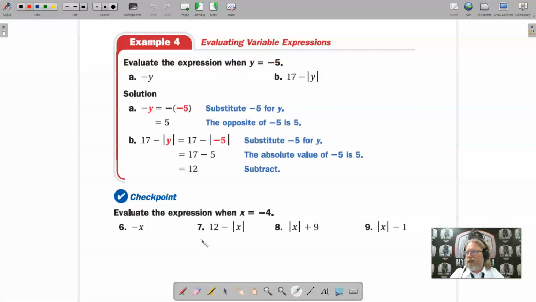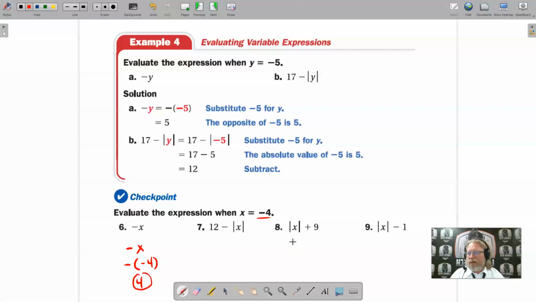For checkpoint, let's go ahead and do a couple of these. So it says the opposite of x. What is x? Well, it's negative 4. So I'm going to plug in negative 4. Now I'm going to read this as the opposite of negative 4. What's the opposite of negative 4? It's positive 4. So in this case, the answer would be 4.